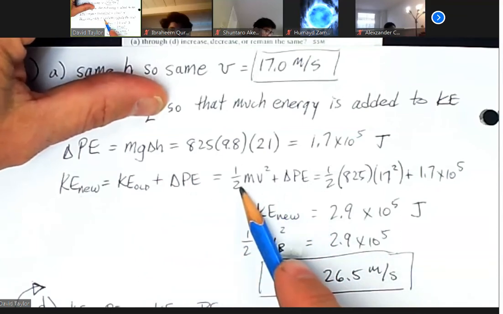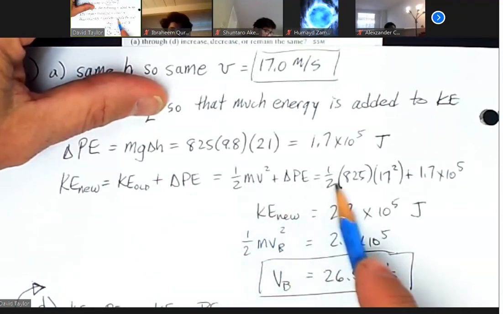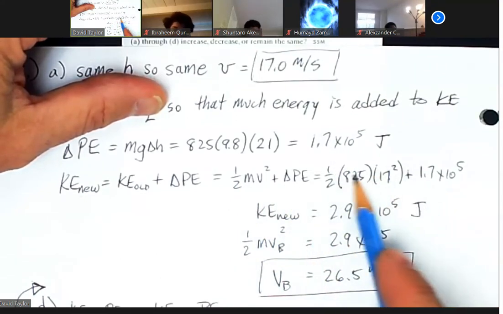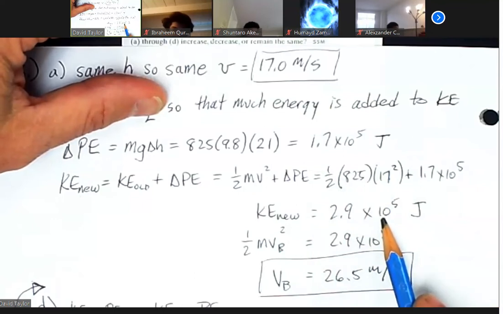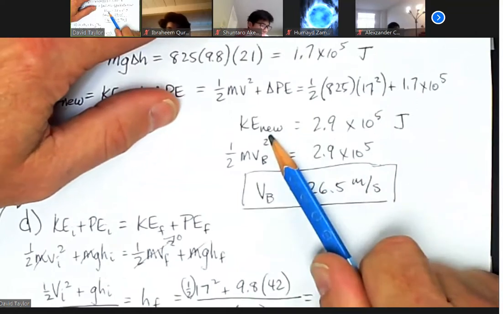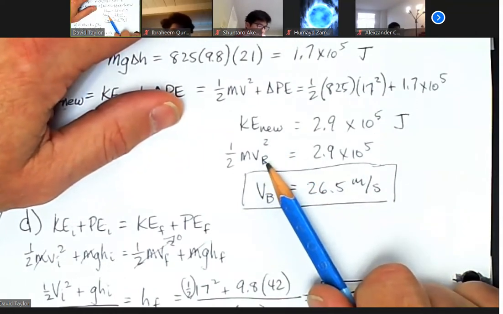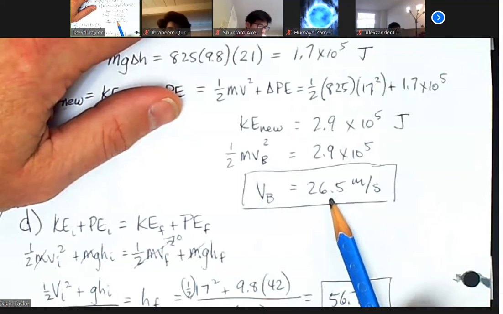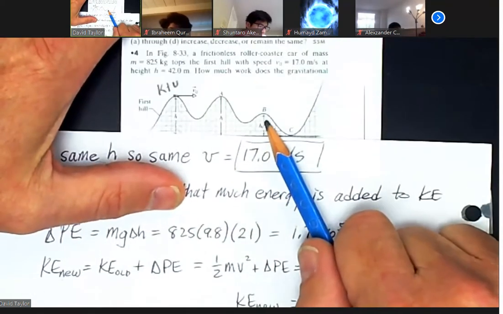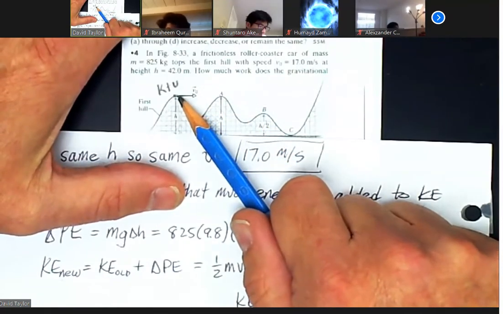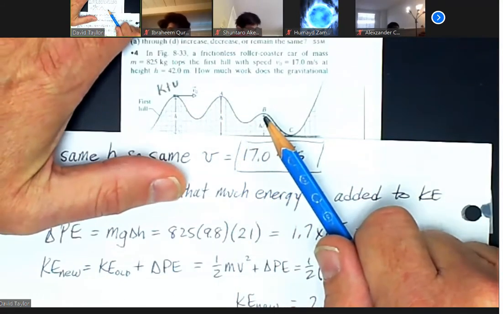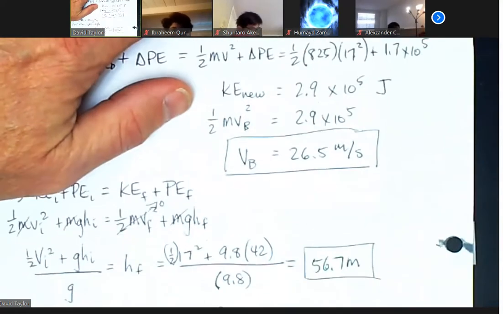And so plugging in my numbers for 1/2 mv squared, there it is. And then my change in PE, that number right there, add those up. This is my new amount of kinetic energy at location B. And of course, kinetic energy is equal to 1/2 mv squared. So I solve that for v, and I see that that's how fast it is going at point B. Faster than 17, of course, because when it's higher, it's going to be going slower, and when it's lower, it's going to be going faster. And that's what we saw.